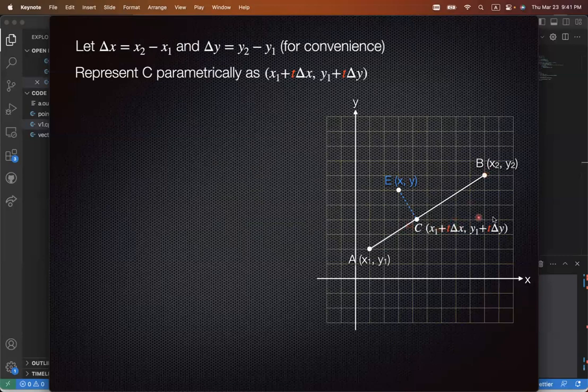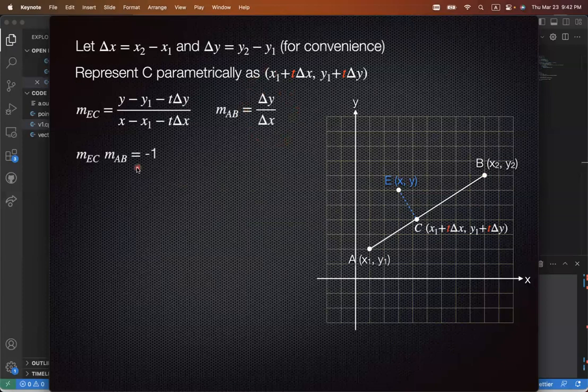Okay, so this is a very convenient representation of C because we boil it down to only one unknown, t. We just have to work out what t is, solve for t. Once you solve for t, then everything else just follows naturally. We know that EC is perpendicular to AB, and so we can use rule number 1 to calculate the slope of EC. That's the expression, right? And the slope of AB is basically delta y divided by delta x, and so they must multiply to -1.